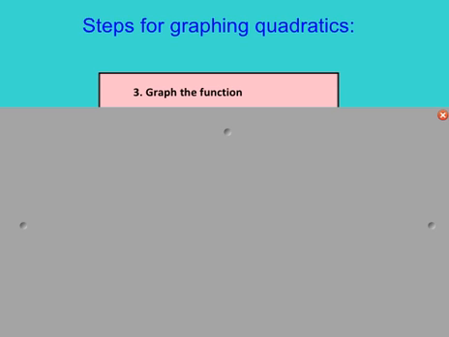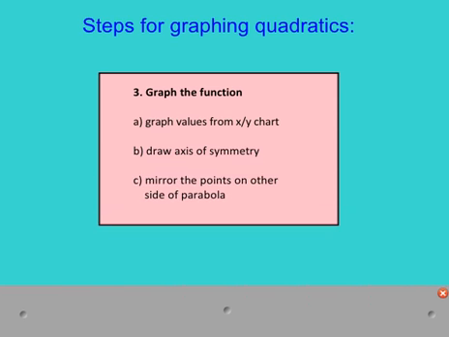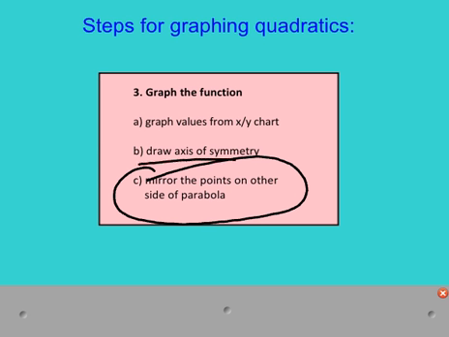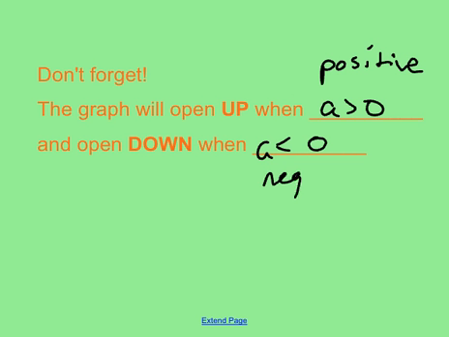Graph the function. Graph values from the x and y chart, draw the axis of symmetry, and mirror the points on the other side of the parabola. This is a big one. Alright? This idea of mirroring. Alright? The axis of symmetry is awesome because it helps us out. But we're mirroring. Don't forget, the graph will open up when a is greater than 0, or positive. When a is less than 0, negative, it opens down. I don't remember. That's a V. That's my cursive.